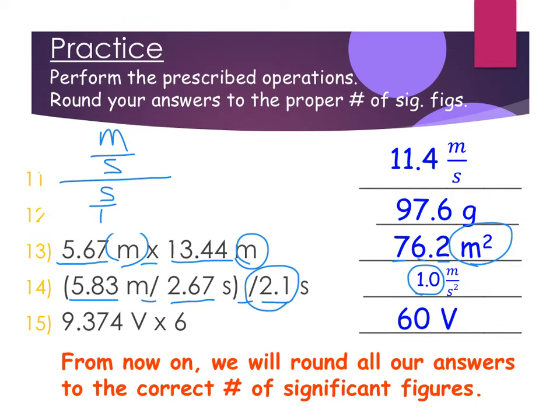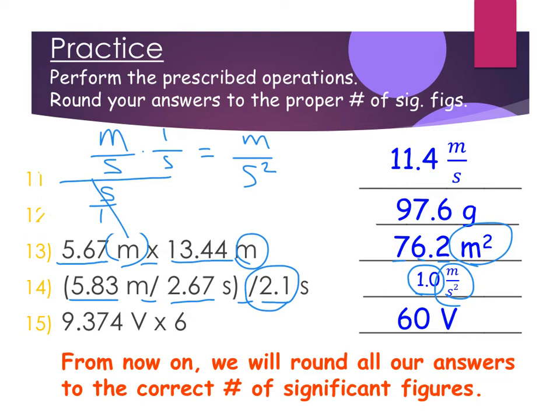And then to get it out of the denominator, I'm going to use the reciprocal or flip it, which means I'll put 1 over s instead. Now as I multiply this across, on top I end up with only the meter, and on bottom I have seconds squared. So this is meters per second squared for the unit for number 14.